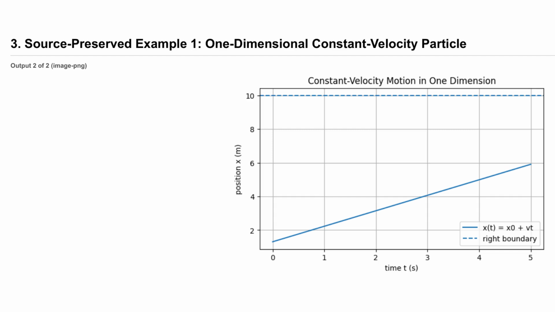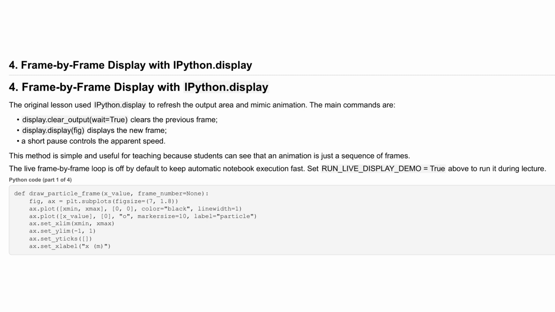The solid blue line displays a perfectly linear increase in position over time, which matches our constant velocity kinematic formula. The dashed line at the top clearly shows where our right boundary sits, confirming our particle has plenty of room to move. Now let us explore how to create a live animation using a frame-by-frame display technique with IPython's display modules.